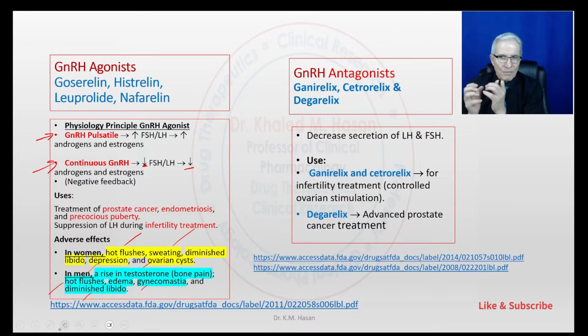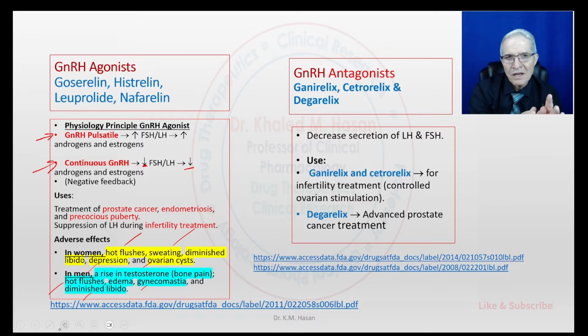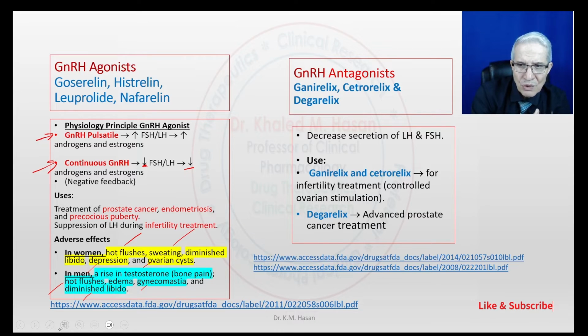We need to remember the medications: goserelin, histrelin, leuprolide. This medication has two main mechanisms of action, if you prescribe it in pulse style manner or continuous manner. Then we move to the side effects and clinical use: infertility treatment, prostate cancer, endometriosis, precocious puberty.